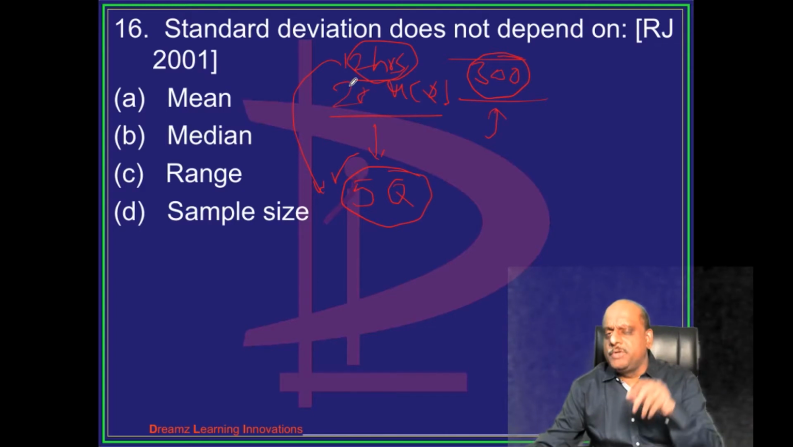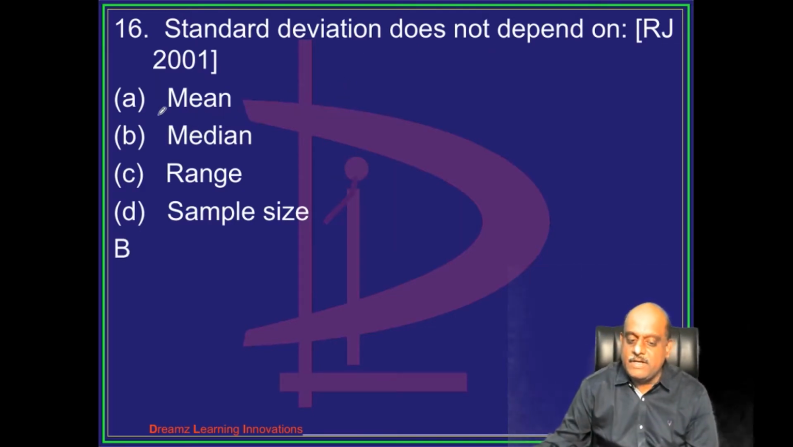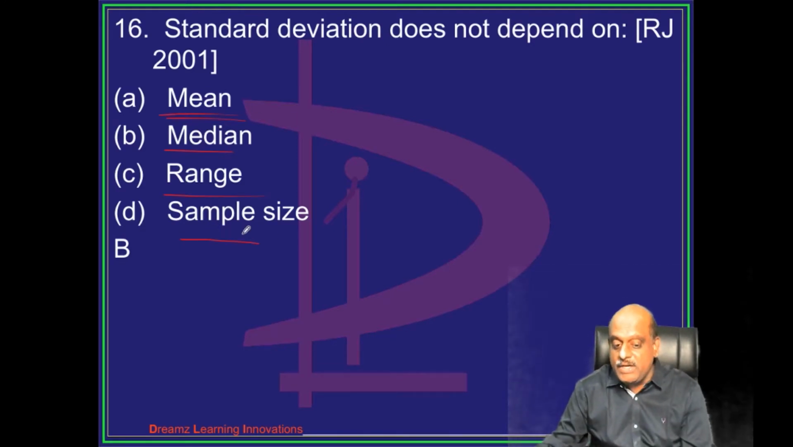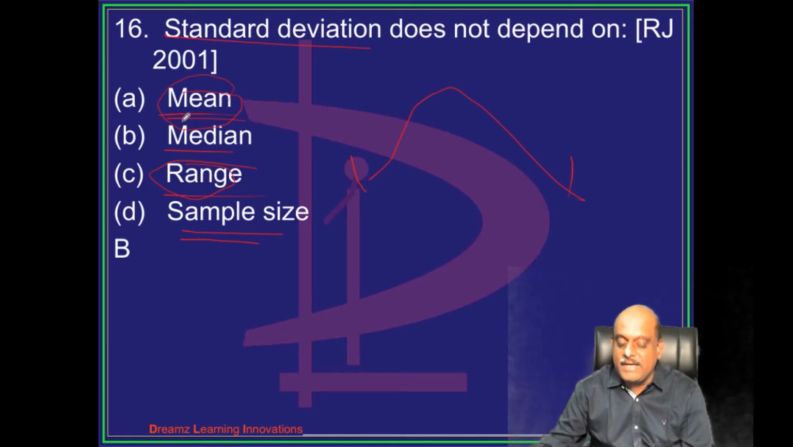What are the factors on which standard deviation is dependent? Standard deviation depends on the mean, the median, the sample size. They are all the determining factors. Mean, the range and sample size. Range, smallest and largest value will decide the standard deviation. Mean decides and sample size decide, but not median.